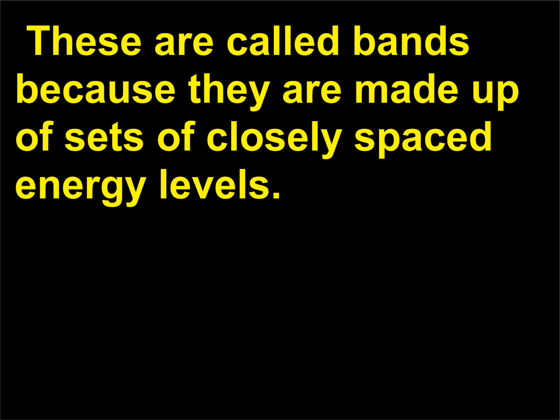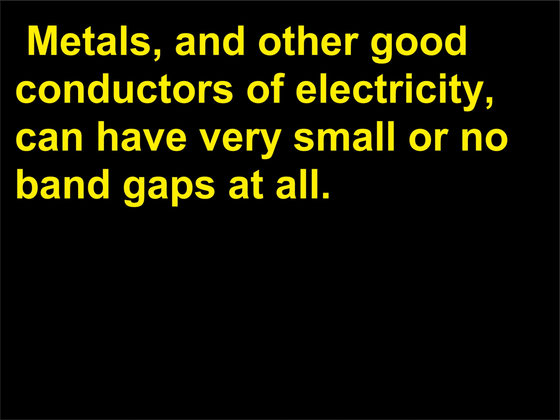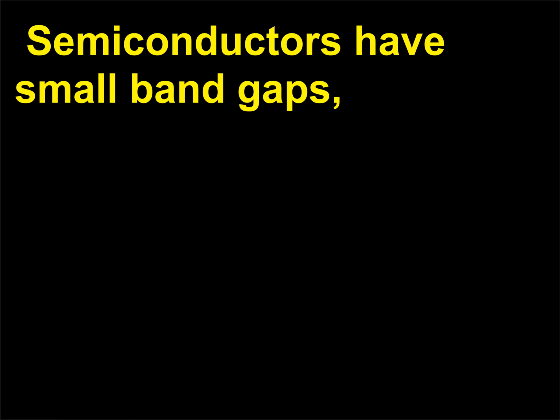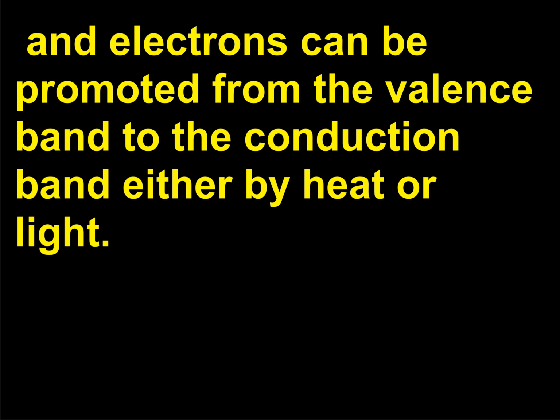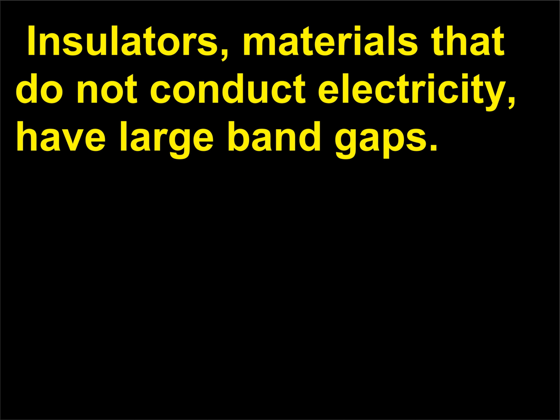These are called bands because they are made up of sets of closely spaced energy levels. Metals, and other good conductors of electricity, can have very small or no band gaps at all. Semiconductors have small band gaps, and electrons can be promoted from the valence band to the conduction band either by heat or light. Insulators, materials that do not conduct electricity, have large band gaps.